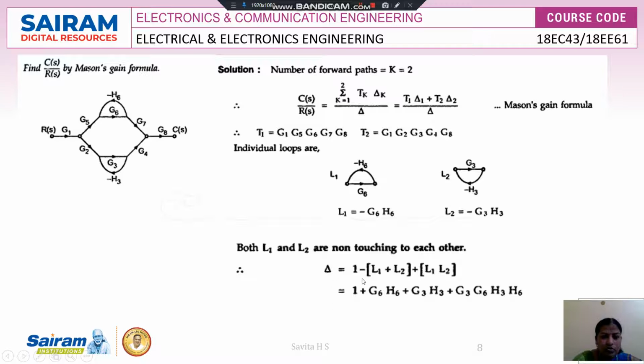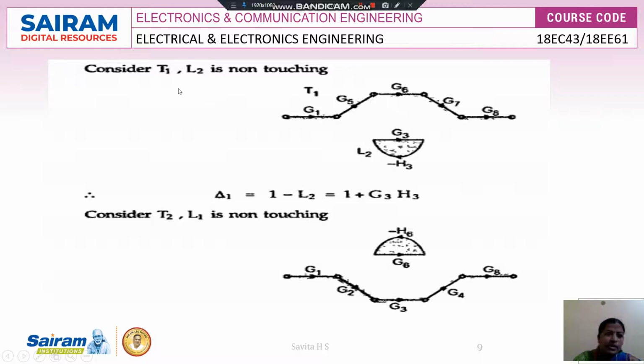So what can I write for the delta value? Delta is 1 minus the individual loops, plus the two non-touching loops. After that, we need to substitute the value of L1. Now consider delta 1. If I consider T1, loop L2 is non-touching. So delta 1 is equal to 1 minus L2.